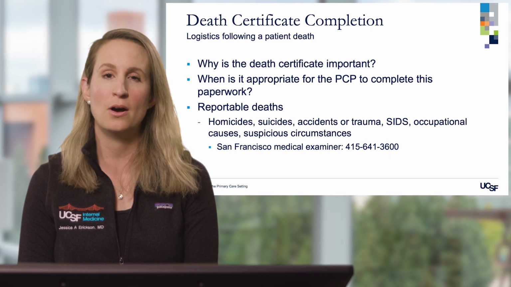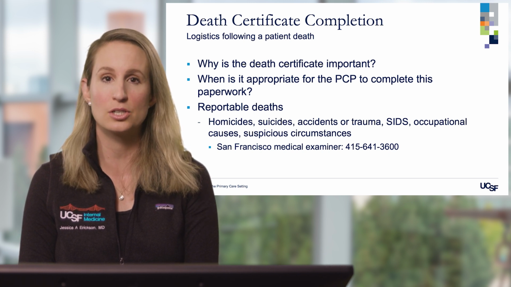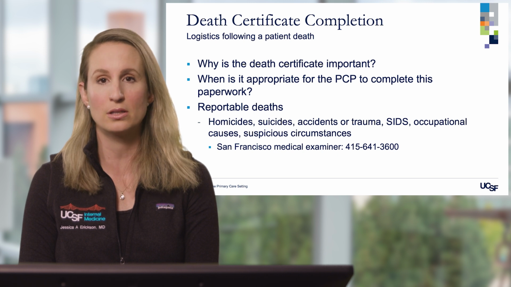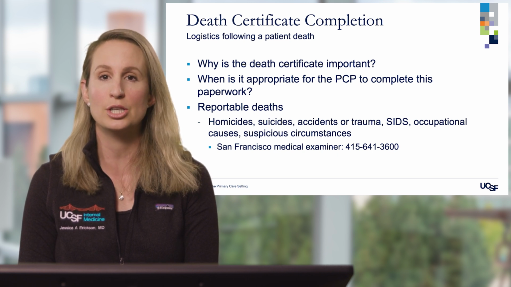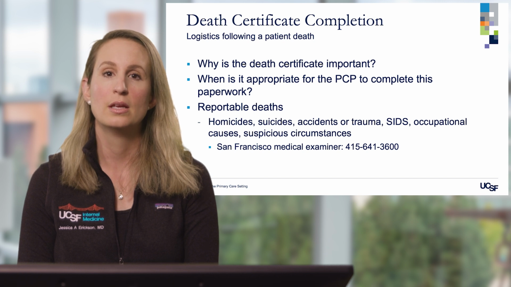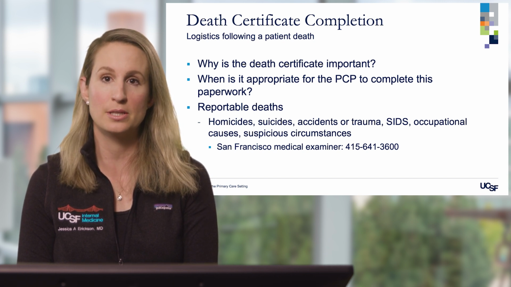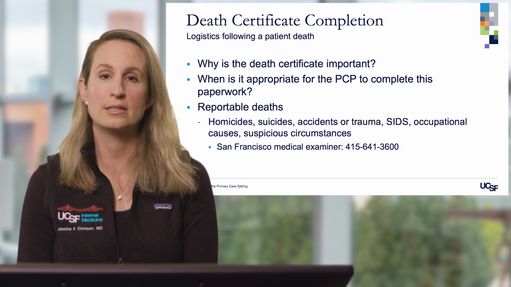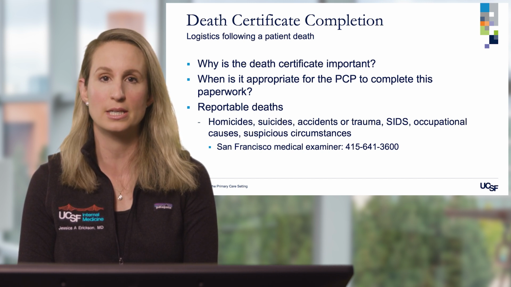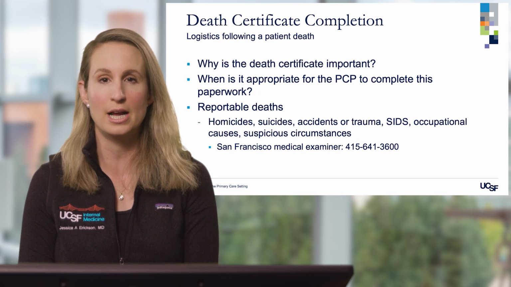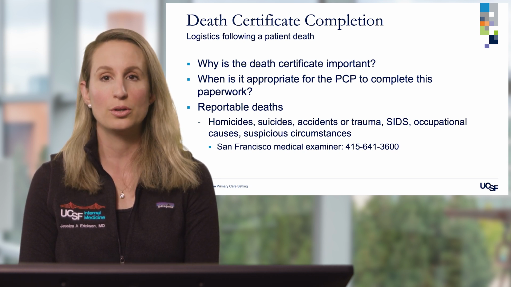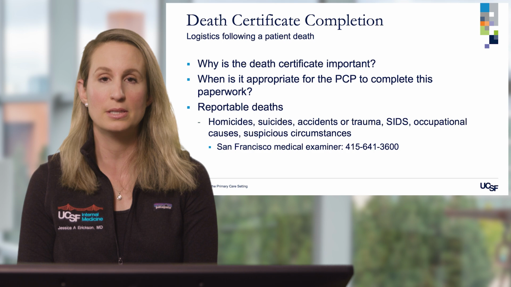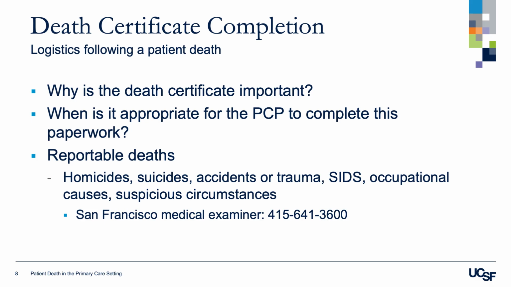If you have concerns about how or even whether to complete a death certificate, you can always reach out to the medical examiner's office and discuss the situation with them in greater detail. Deaths which require you to reach out to the medical examiner include any deaths involving unclear or suspicious circumstances or a death from anything other than natural causes. These include, but are not limited to, homicides, suicides, accidents, traumas, and occupational causes. There should be a medical examiner available 24/7, and I recommend saving this number in your phone to use as needed.